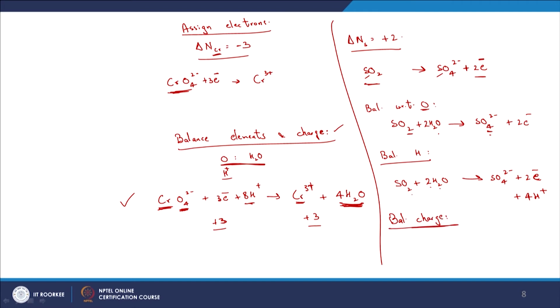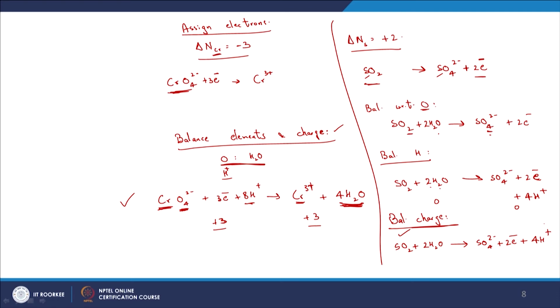So I am going to look at the charge here. So there is no charge here on the left hand side, and here it's 2 negative and 2 negative, 4 negative and 4 positive from H plus. So it's 0 on the left hand side and 0 on the right hand side. So it's already balanced with respect to charge. So it's SO2 plus 2 H2O, right, goes to SO4 2 minus, releasing 2 electrons and 4 hydrogen atoms, right.